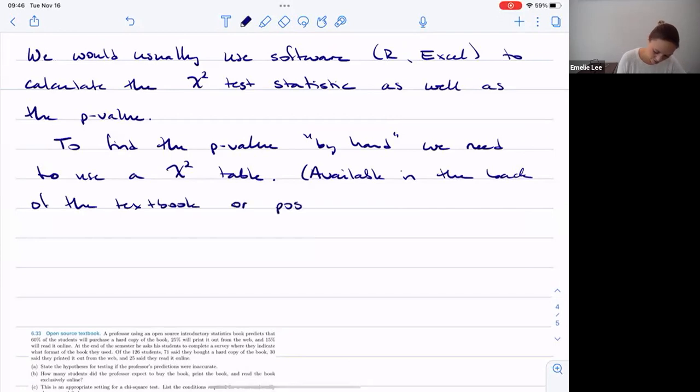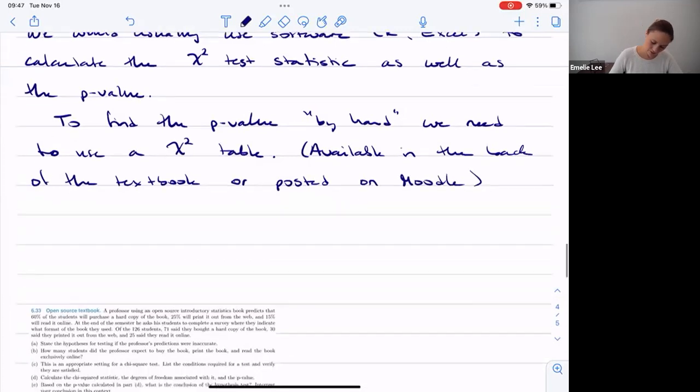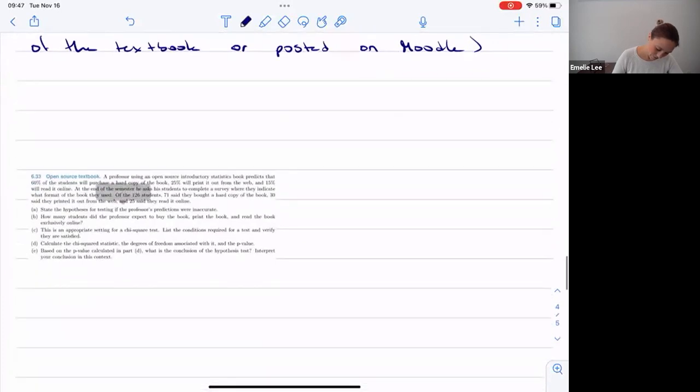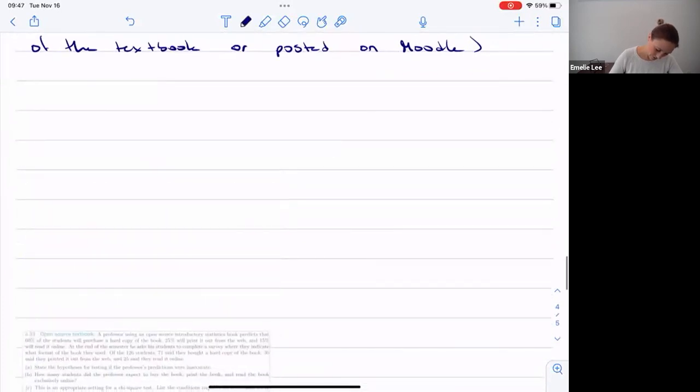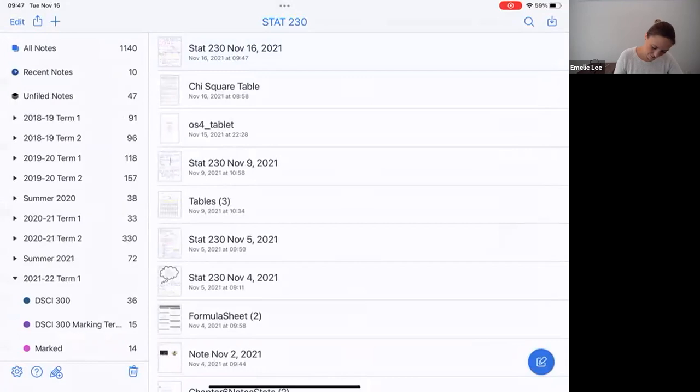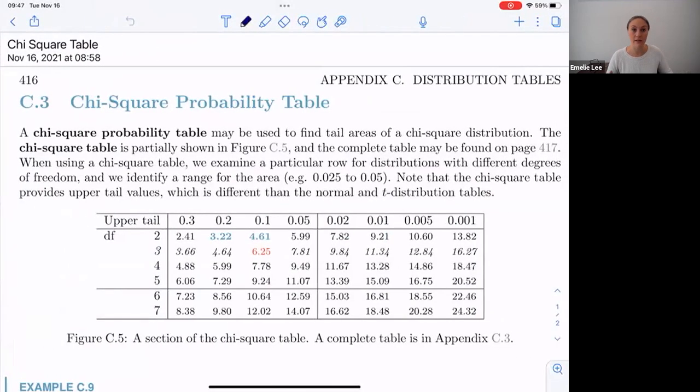Or posted on Moodle, but I don't think I had a chance to post it because I was struggling to even get into our Zoom room. So available in the back of the textbook or posted on Moodle. I have it here. That's where I got it from.